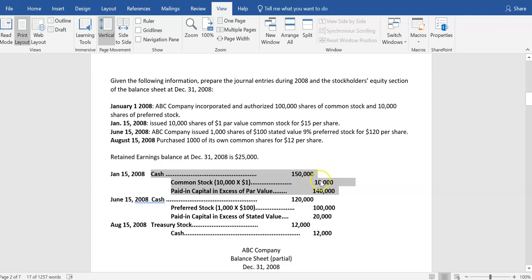The excess paid in over and above the par value, 150,000 minus 10,000, an excess of 140,000, goes into the paid-in capital in excess of par.